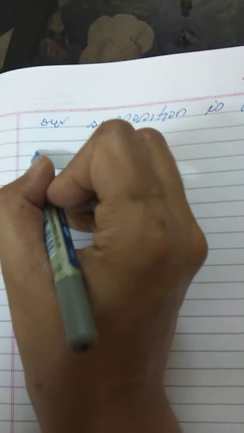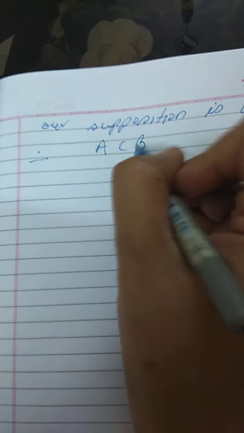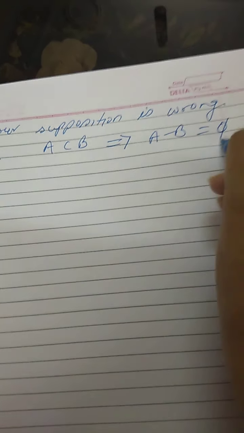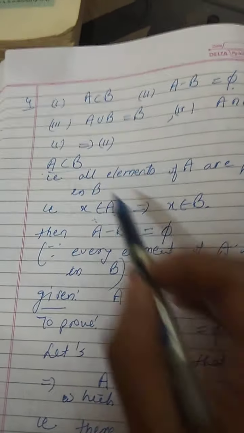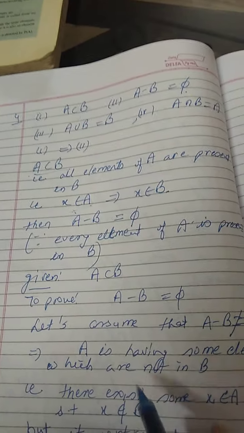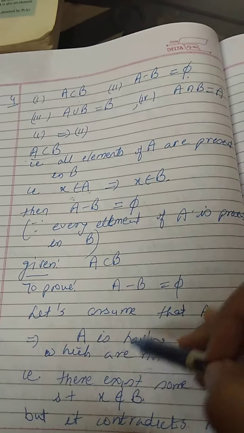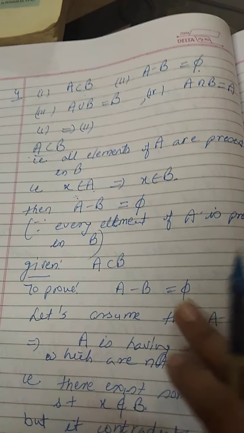So our supposition is wrong. Therefore, A subset B will imply A minus B is equal to phi. It has to be true, right? This is the first. Either you write down the first method that I have done, or you do by this thing. Any one thing you have to do. You don't write down both the results. Both are true but are different, right?